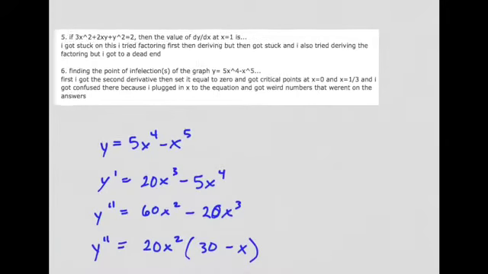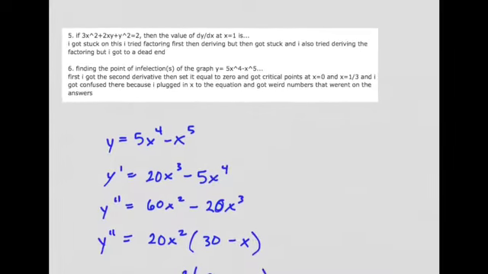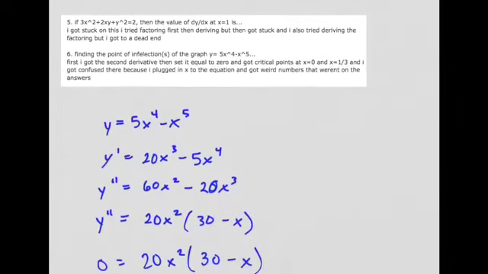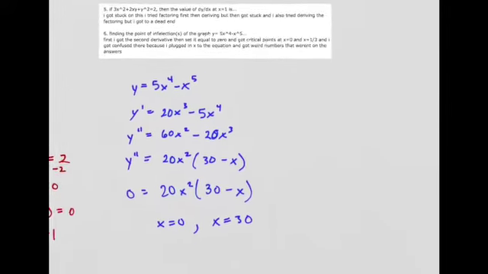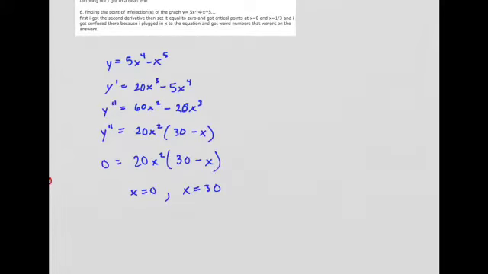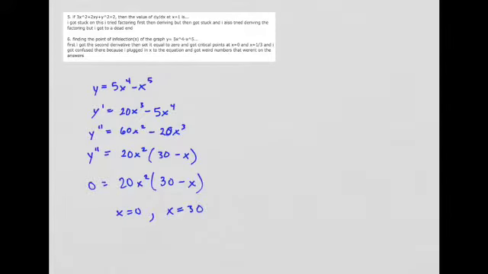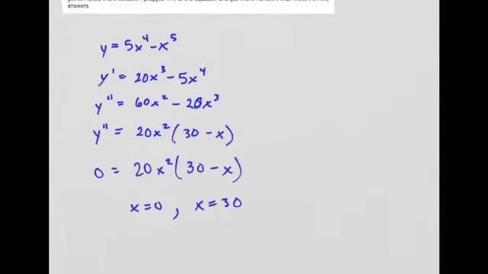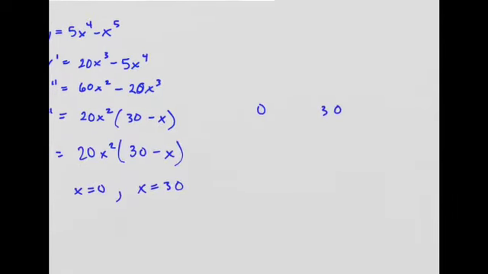And I got confused because I plugged in the x in the equation. So the answer is 0 and 3. What is it? Find the inflection points. So it's either at 0 or at 3. Now what I'm going to do is do a sign chart at 0 and 3 because those are the critical points for the second derivative.